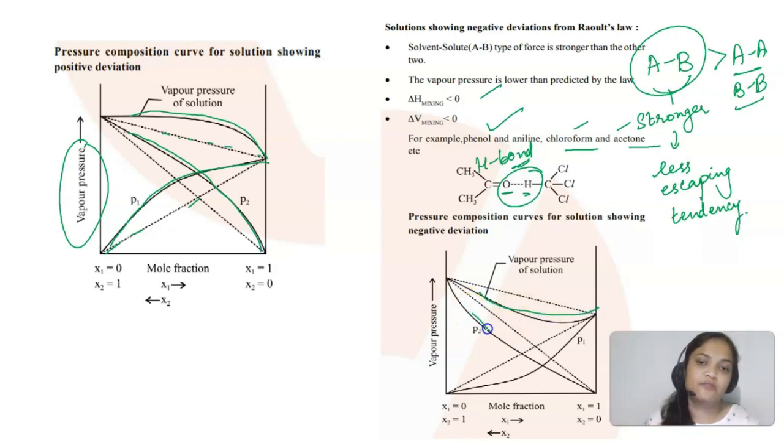This is the graph. So sometimes they can ask questions by giving the graph also. So you must have a little bit of idea about what the graph will look like.